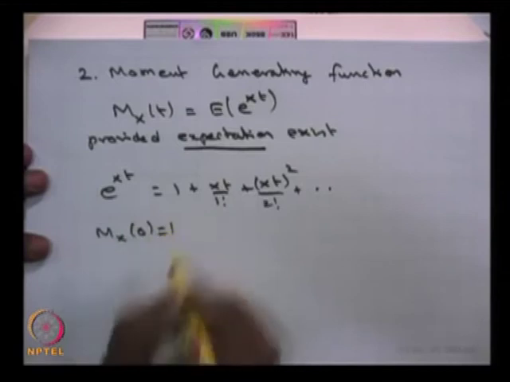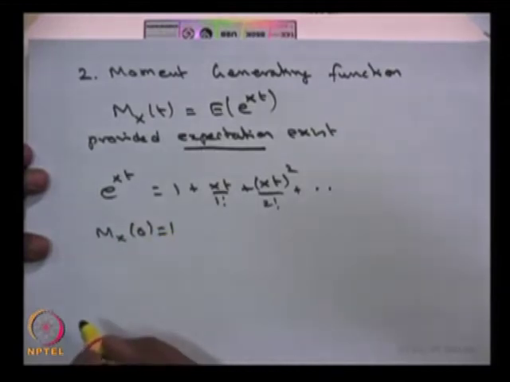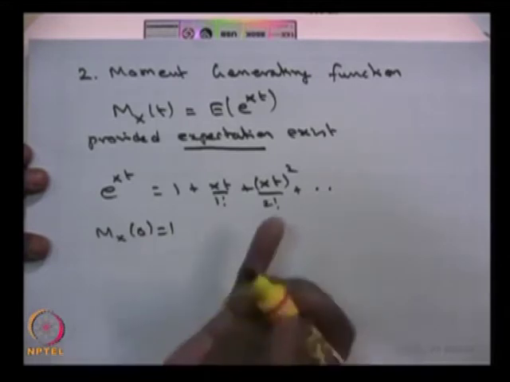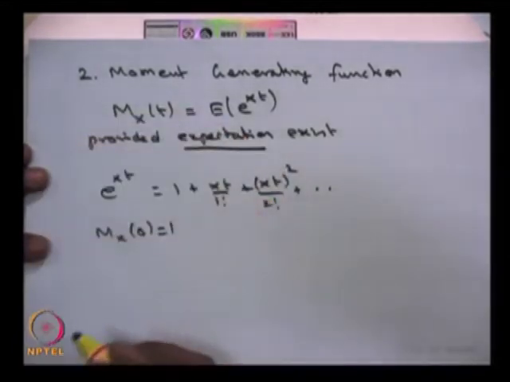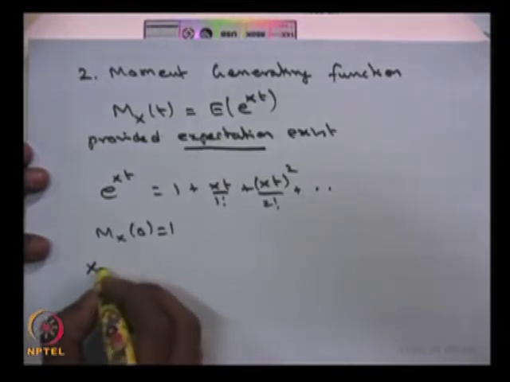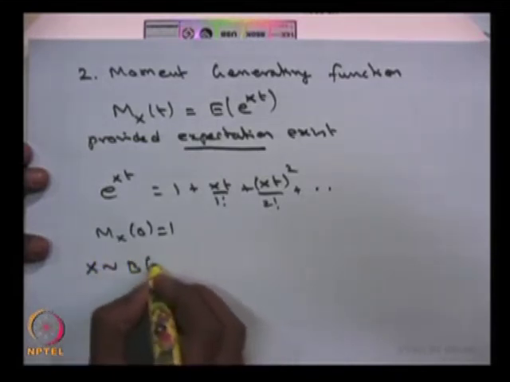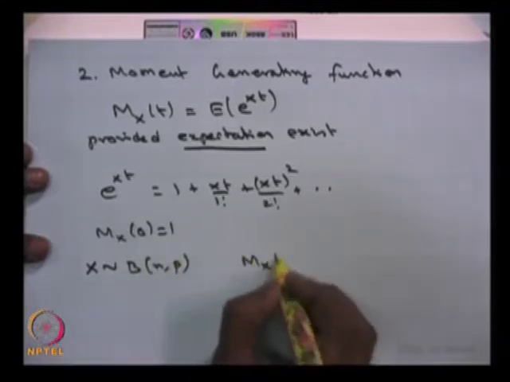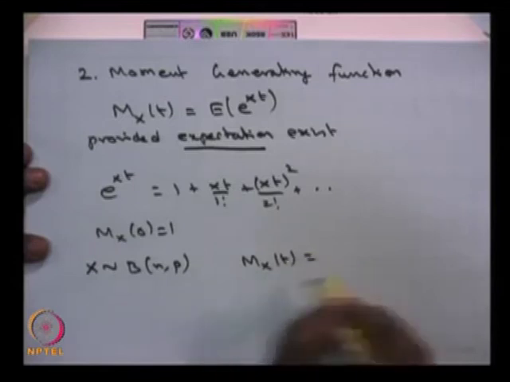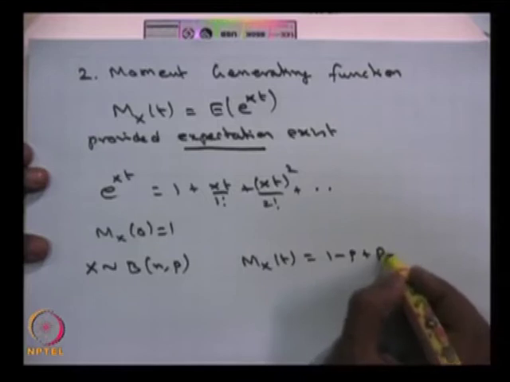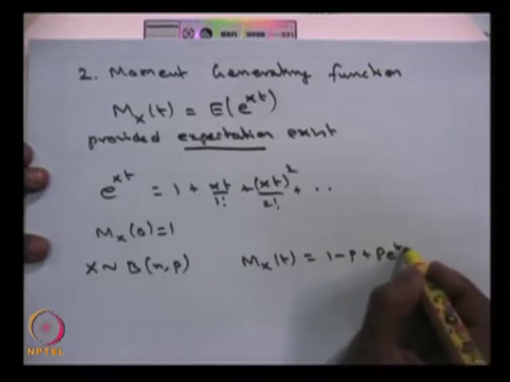I am just giving one property: M_X(0) is going to be 1, and there are some properties which relate the moment of order n with the derivative of a moment generating function. And I can give one simple example. If X is a binomial distribution with parameters n and p, then the moment generating function for the random variable X is (1 minus p plus p times e power t) power n.